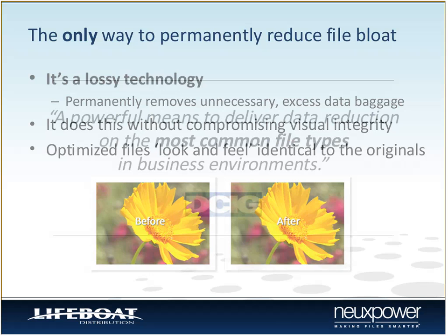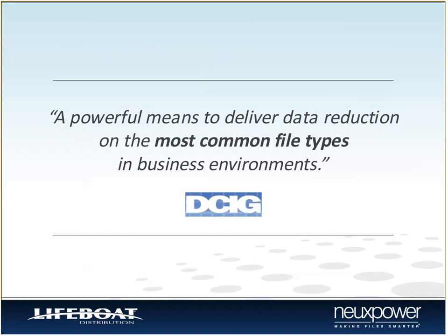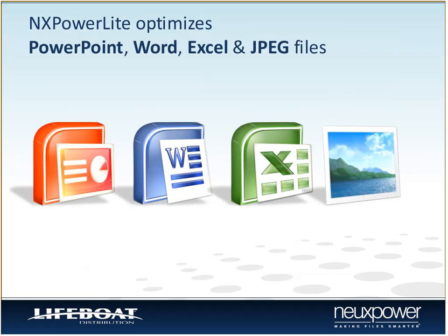Recently, DCIG described our technology as a powerful means to deliver data reduction on the most common file types in business environments. And the most common file types, by a fair margin, are Word, Excel, PowerPoint, and JPEG. They're certainly the most prolific, and happily, they're also the most bloated. The majority of customers we're speaking to on average have 50% of their storage consumed just by these file types, except for Les, of course, who had 50% of his storage just with JPEGs, which is slightly above average.